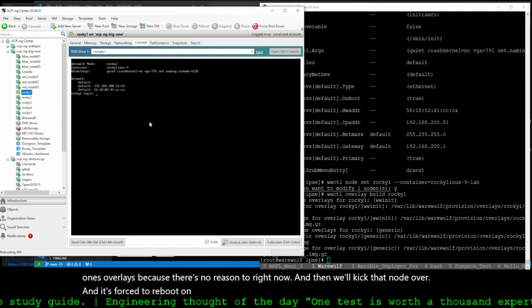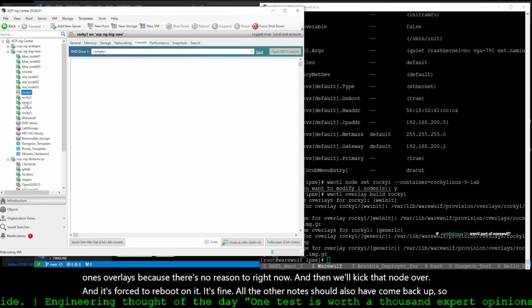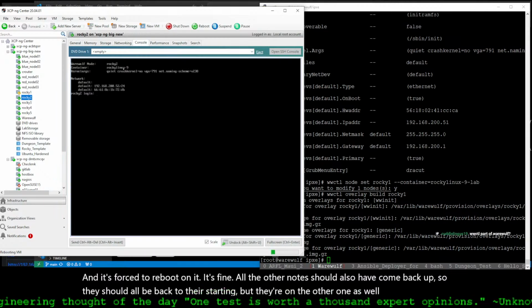It's fine. All the other nodes should also have come back up, so they should all be back to their starting state. But they're on the other image as well, so they're on Rocky Linux 9.